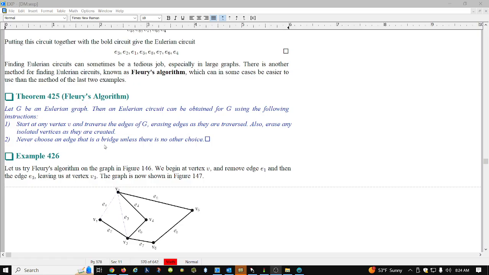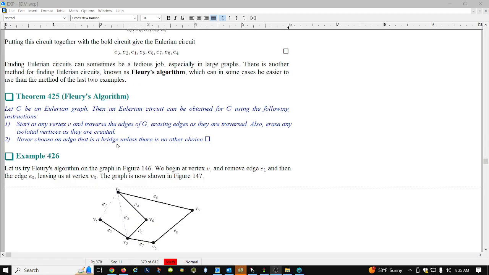Never choose an edge that is a bridge unless there's no other choice. And remember, a bridge is an edge whose removal increases the number of connected components. In other words, it breaks the graph down even more than it was before. If it was connected, you now have 2 connected components. If there were 10 connected components, you pull out the bridge, you now have 11 connected components.